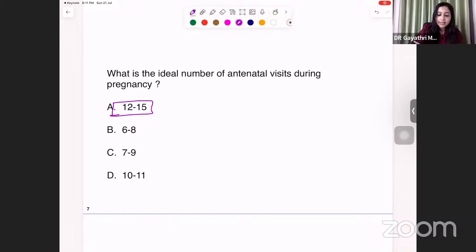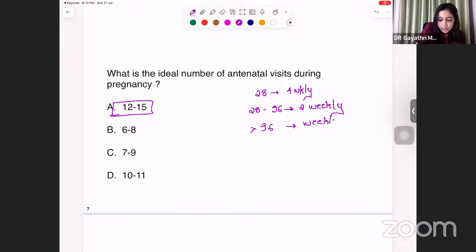So how are the antenatal visits planned? Till 28 weeks, it is going to be 4 weekly, that is monthly visits. From 28 till 36 weeks, she will come every 2 weeks, that is 2 weekly visits. And beyond 36 weeks, she would be having weekly visits, which accounts to 12 to 15 visits. It's the ideal number. So please be very careful when you read this, ideal visits, 12 to 15.